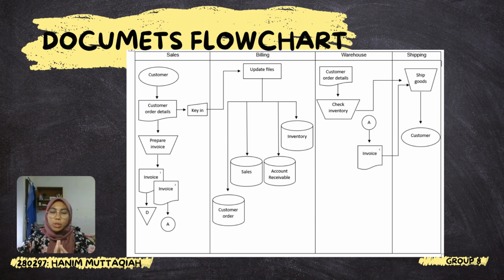After that, the customer order details will be keyed into the billing system, where the clerk will update files, which are customer order files, sales files, accounts receivable files, and inventory files. At the warehouse, the manager will check inventory, and invoice number two, which is the connector, will be passed to the warehouse manager. After checking inventory and invoice, the goods will be shipped to the customer.